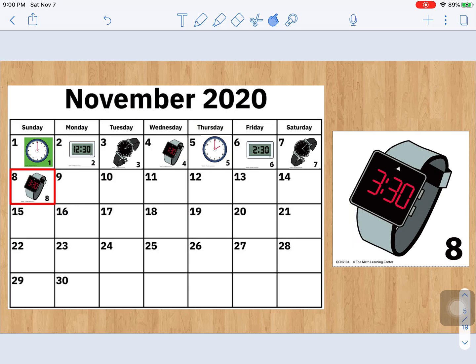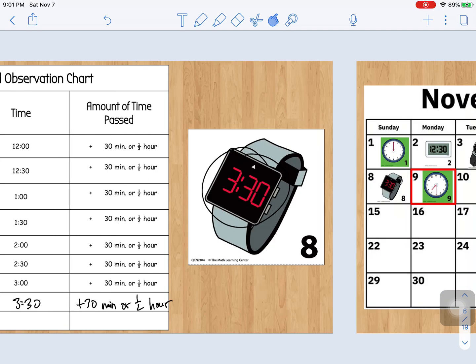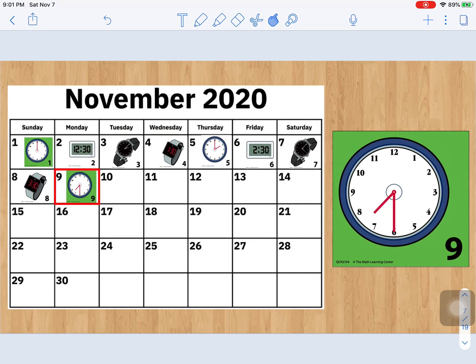On Sunday, we had another wristwatch, but this time it looks like a digital wristwatch. So we're going to go ahead and add that to our calendar grid observation chart for November 8th. We have a digital wristwatch. And the digital wristwatch tells us that it is 3:30, which is once again adding 30 minutes or half an hour. Now let's take a look at today's calendar marker.